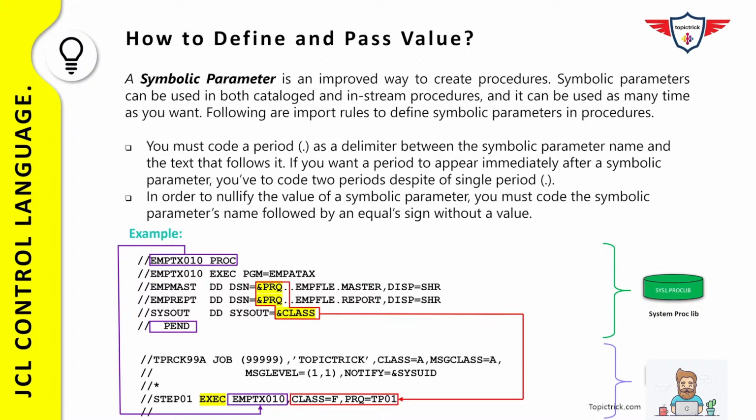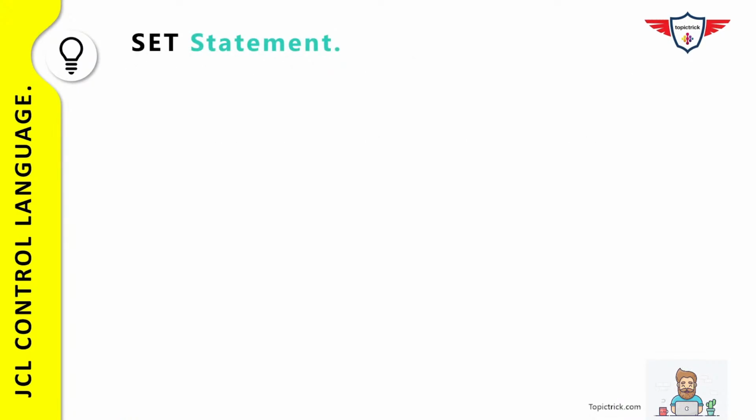So what you can do is you can simply get a copy of that particular job in your test environment, change the symbolic parameter as per your test environment, and simply run that job. And due to this flexibility of symbolic parameters, it is always recommended that you should use symbolic parameters while writing your procedures. Now let's talk about the SET statement, which is generally used to assign value to these symbolic parameters.